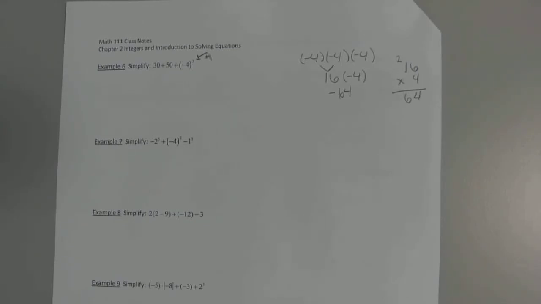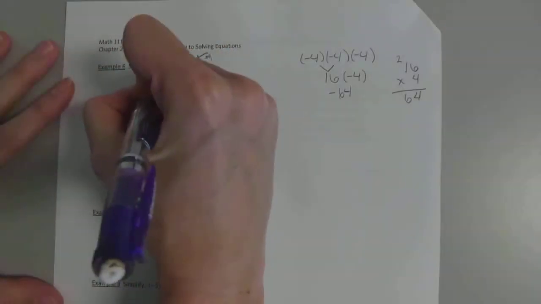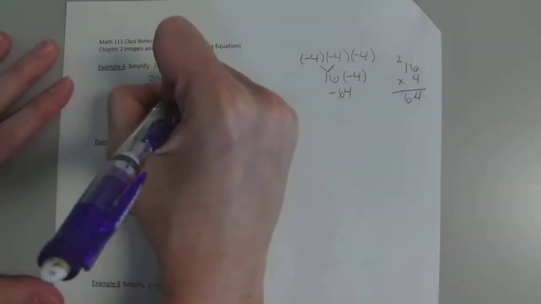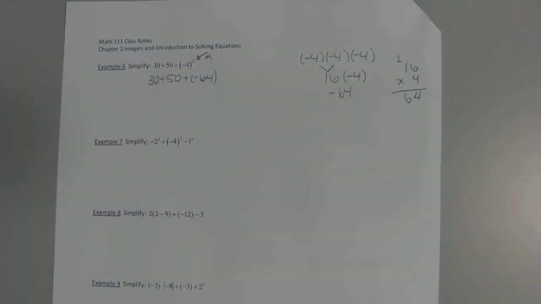-64. Is that okay? Have I done anything with the 30 and the 50 yet? No. All I've done is step number 1, my cube. So this is 30 plus 50 plus a -64. Guys, at that point, all we have is addition, so we're just going to move left to right. What's 30 plus 50? 80.